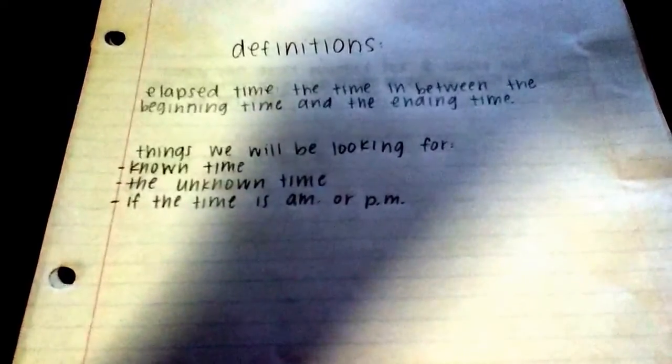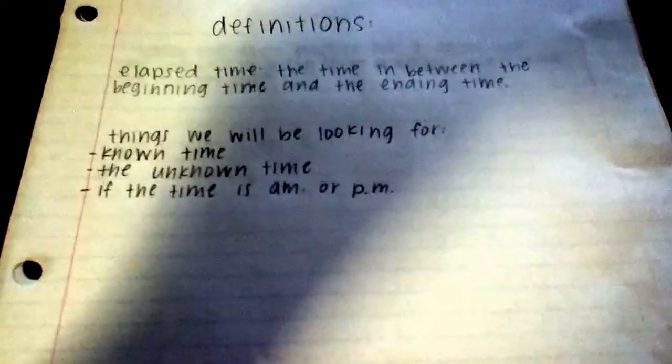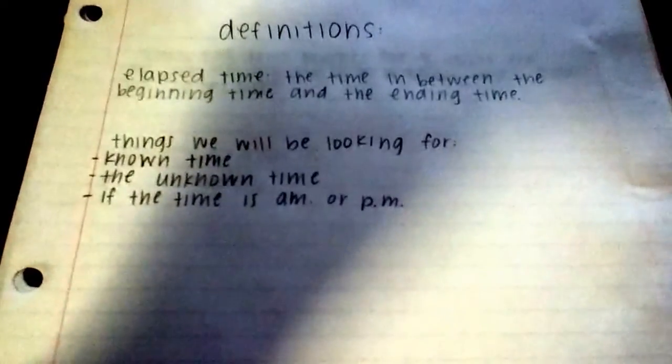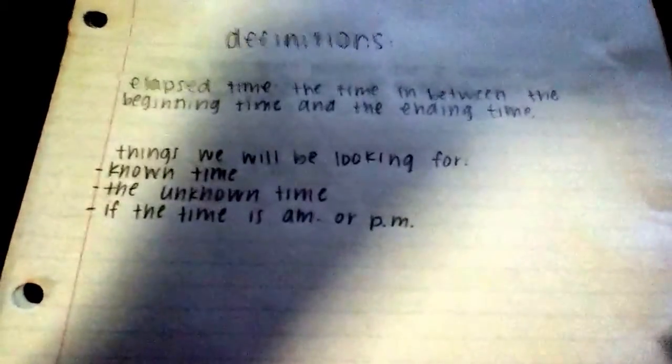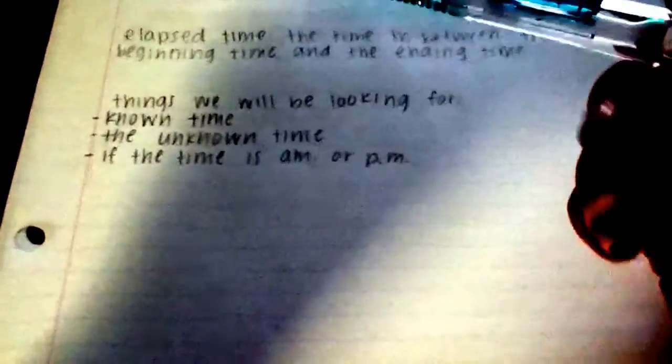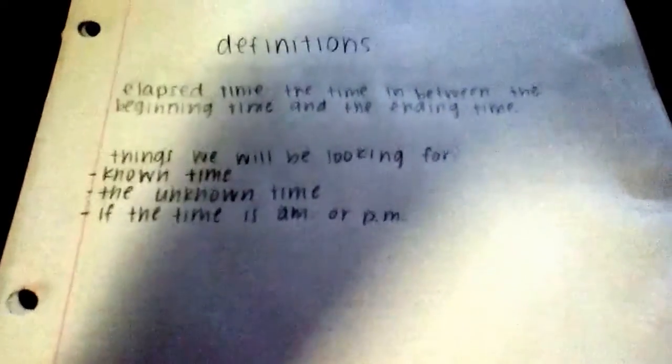The first thing we're going to be going over today is elapsed time. So the definition of elapsed time is the time in between the beginning time and the ending time. So we're going to be having a word problem, and we're going to find out when she's going to get out of dance practice. So things we're going to be looking for in that word problem is the known time, the unknown time, and if the time is AM or PM, because that will reflect in our answer.